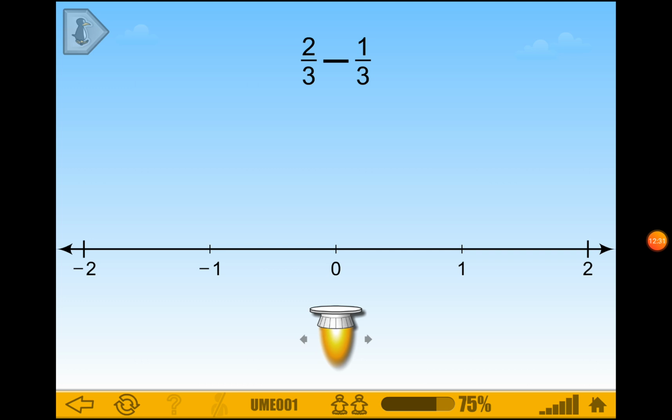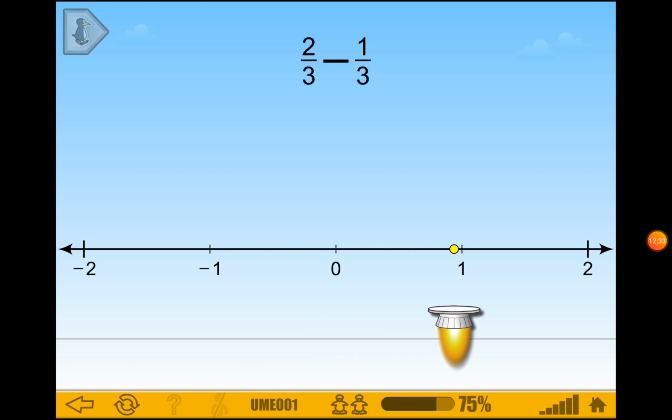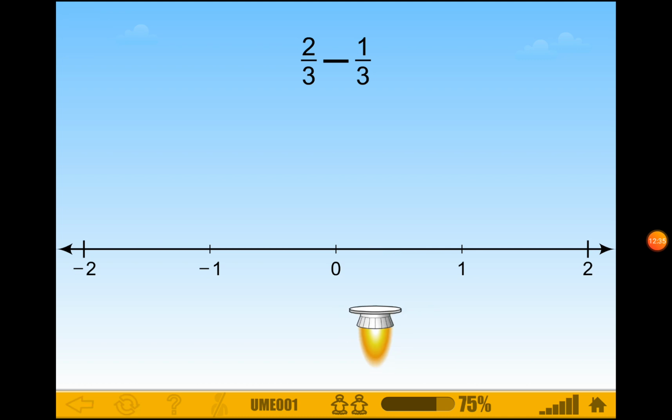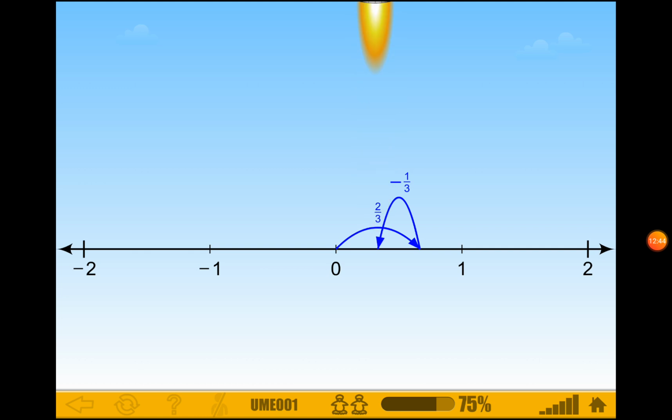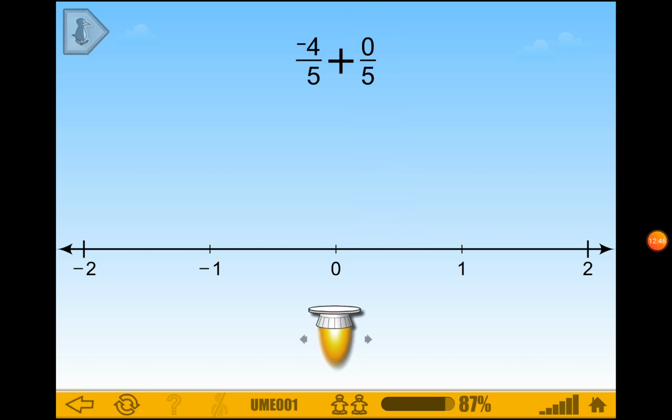2/3 minus 1/3. Okay, this is simple. 2 minus 1 is 1, and then over 3, which would be 1/3. So it's right there. Go. Then you got the 2/3. There you go. Okay, so one more question left, and then I'm done with this topic.